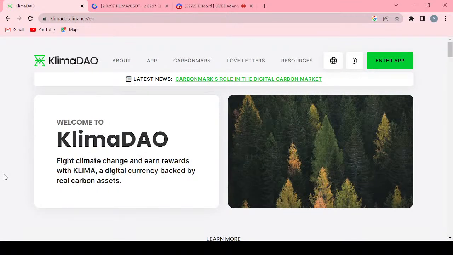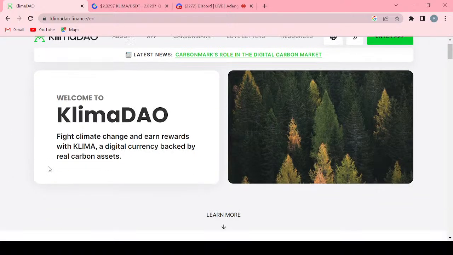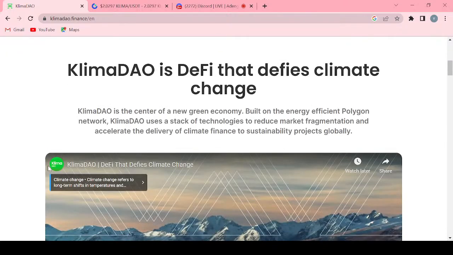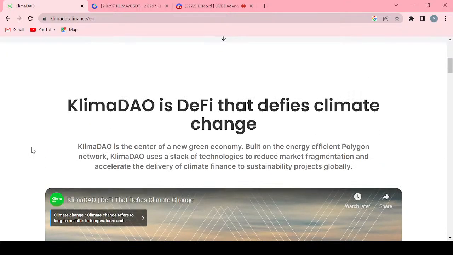So what is the project? The project is all about fighting climate change and earning rewards with Klima, a digital currency backed by real carbon assets. With real carbon assets, you are going to get rewarded from Klima. Let's have a look at the project. Klima is a decentralized finance project that fights climate change.